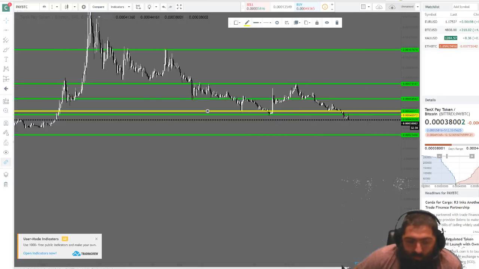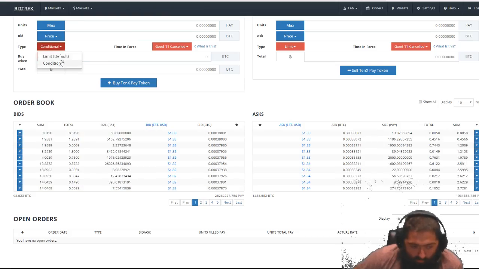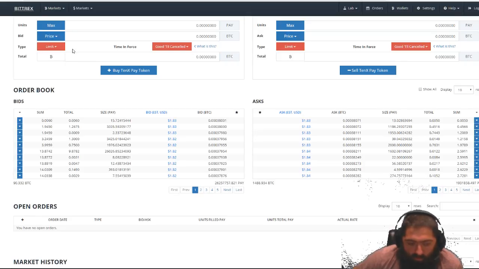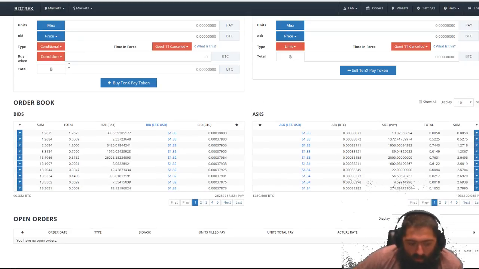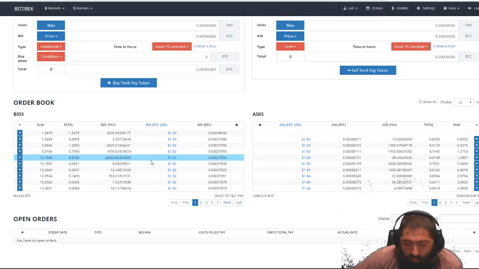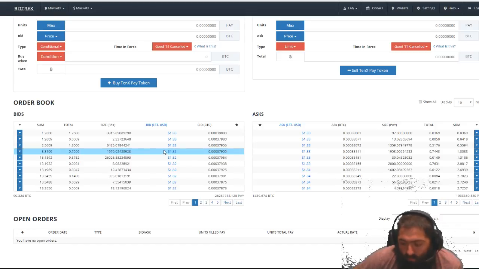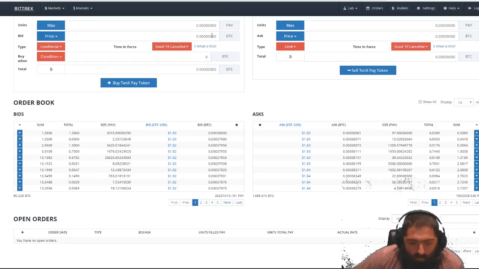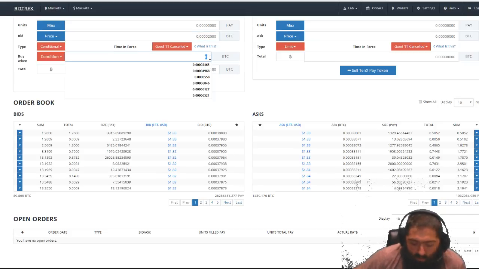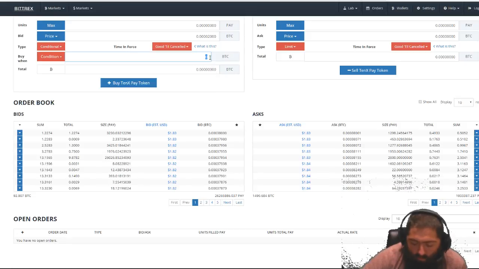Yeah, and you don't have to do conditional. You could just straight up do limit and set your price. Normally I do conditional, and if you do conditional, it doesn't show up in the books until it passes a certain point. So if you're going to sell it at 2000 BTC, but you want your conditional, you don't want it to show up until it hits 2001 BTC, the order won't show up until it gets to that point.